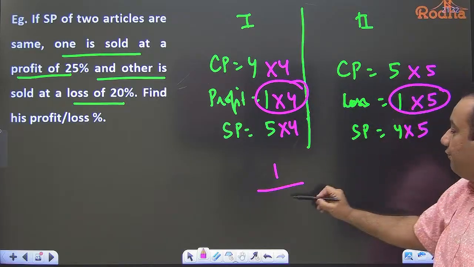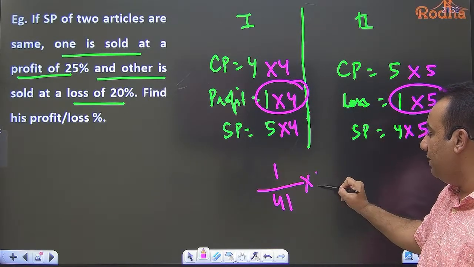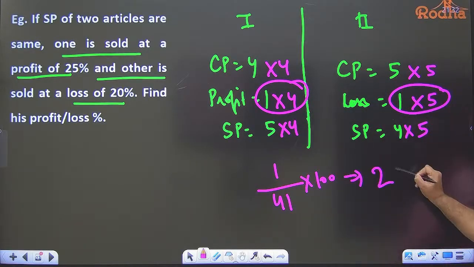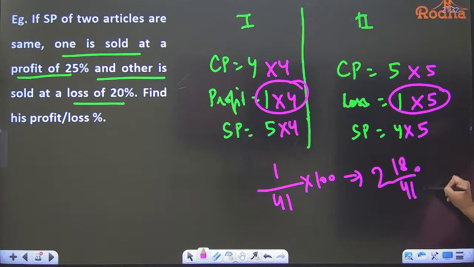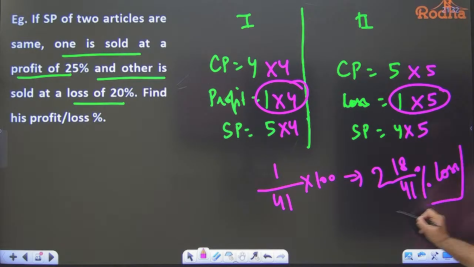16 plus 25, 41. So 1 by 41 into 100. Answer is 218 by 41% loss.